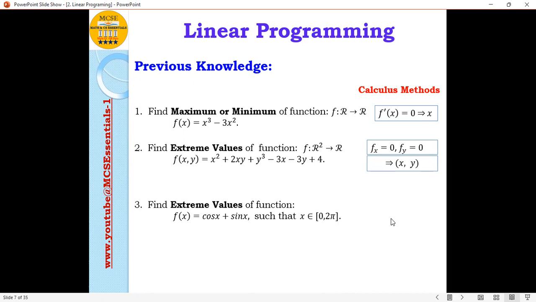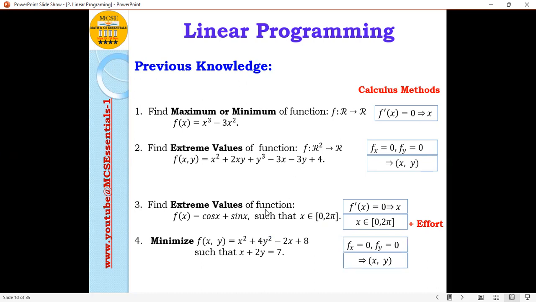Again, we solved this problem with the same method, that is derivative equal to 0, and we got the value of x. But solving the equation f prime of x equal to 0, the resulting values of x were not supposed to strictly lie in the interval 0 to 2 pi. So some extra effort was made in selecting only those values of x which were belonging to this interval.